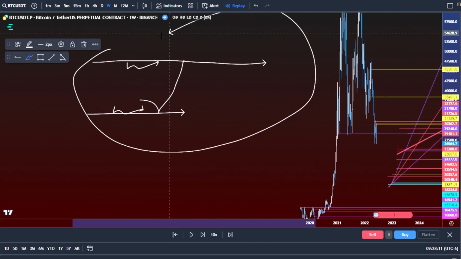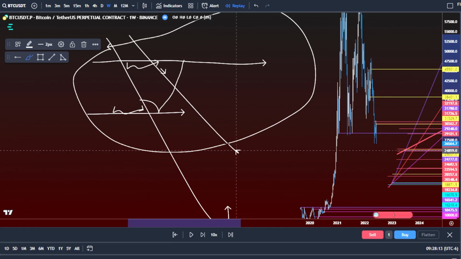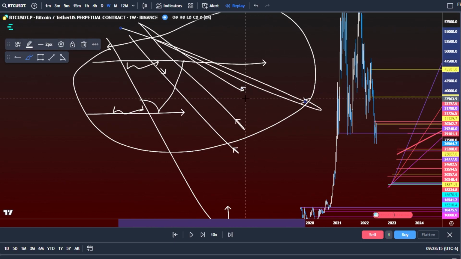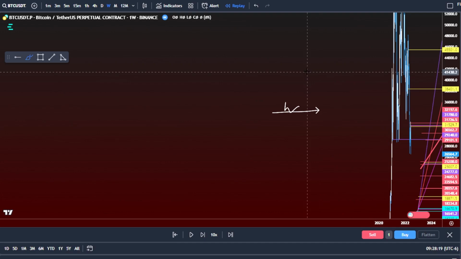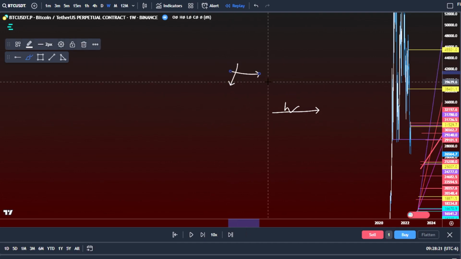Until that moment, this is not valid. There is no Pandora's box. There is no mirroring. This is just not there. That's scenario one. Scenario two is you have a weekly, and then you have your +1, -1.